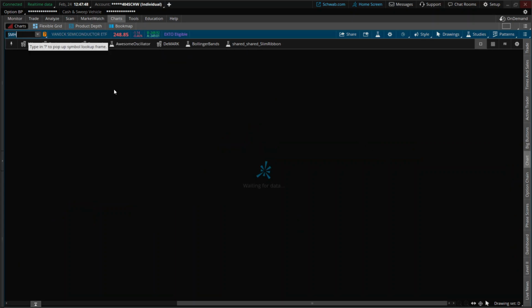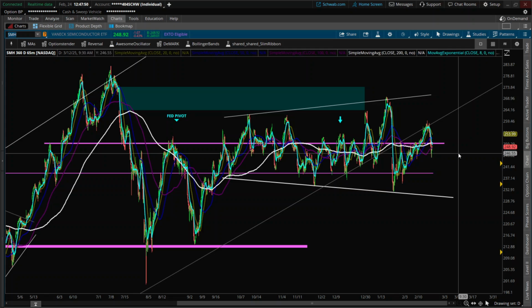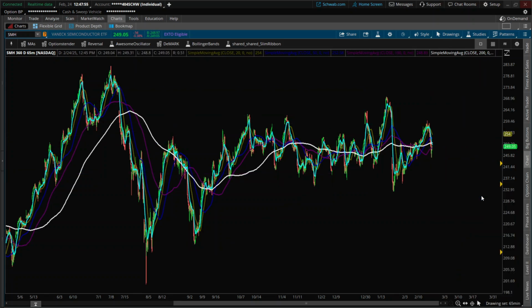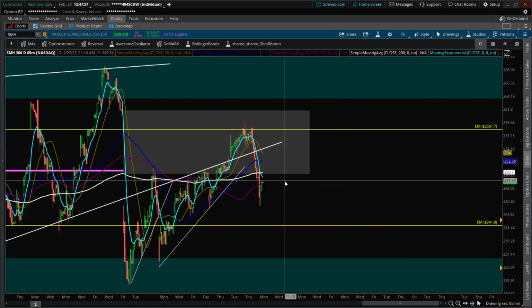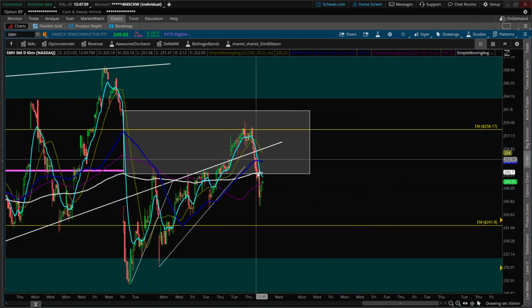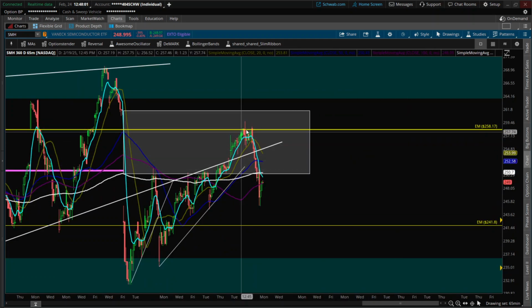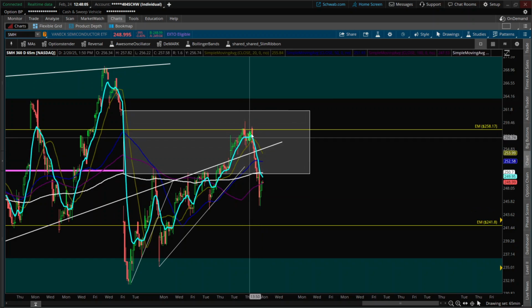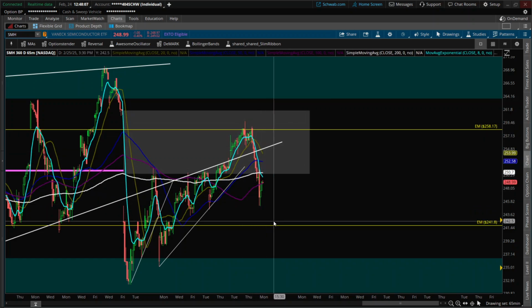SMH. SMH just breaking down from that beautiful trend line there. And SMH looks like it may already have its 5-wave move in. It's just appearing like this. But again, it could be the same thing as the Qs, where this is a 1, 2, 3, 4, and it gets a little bit lower.